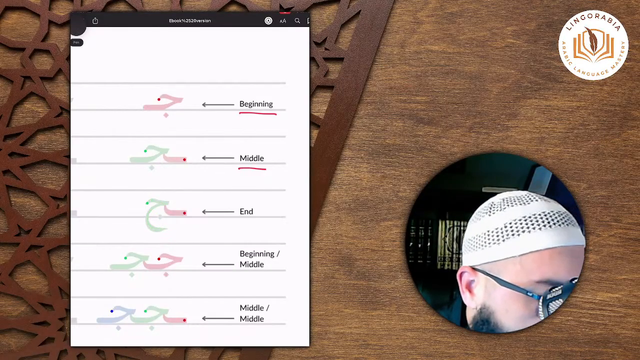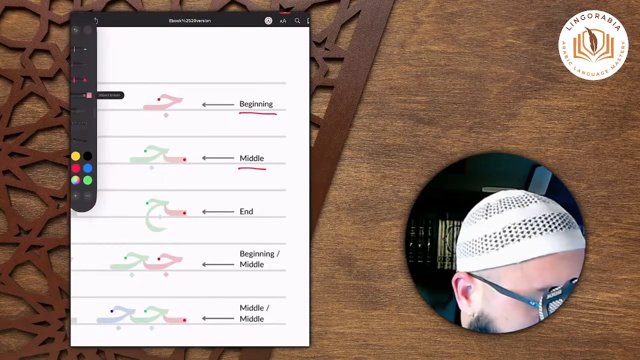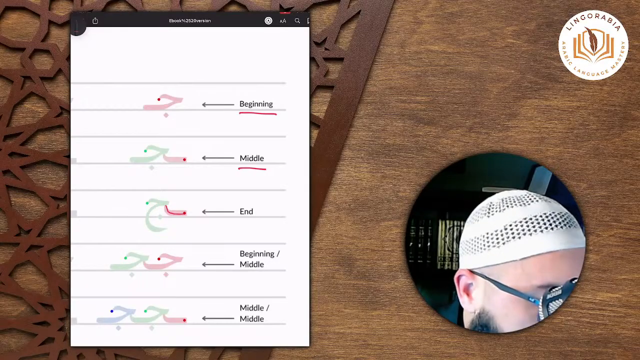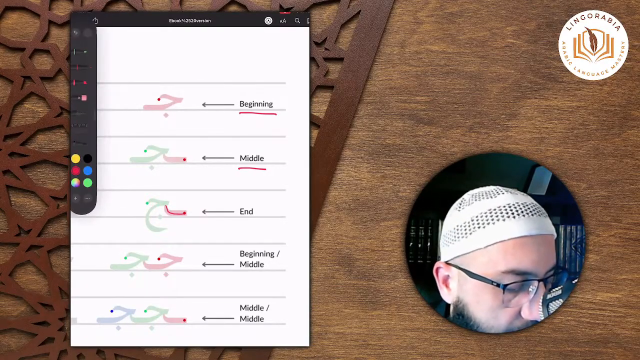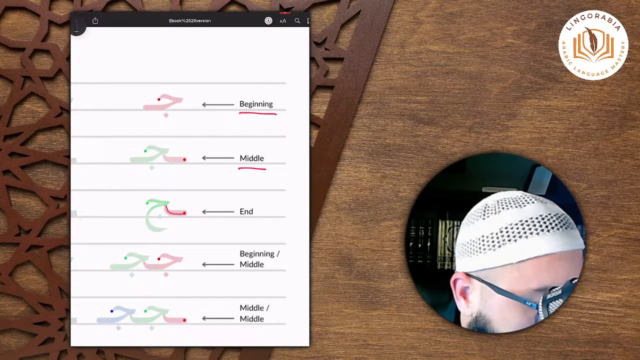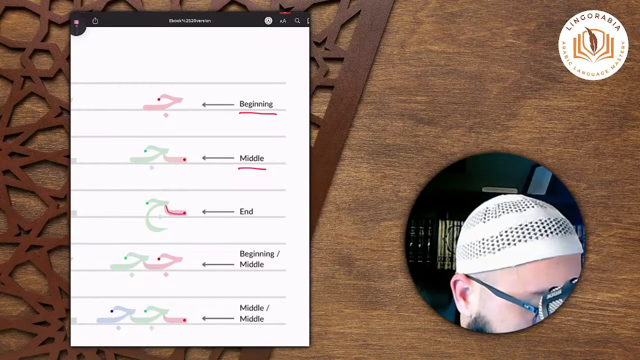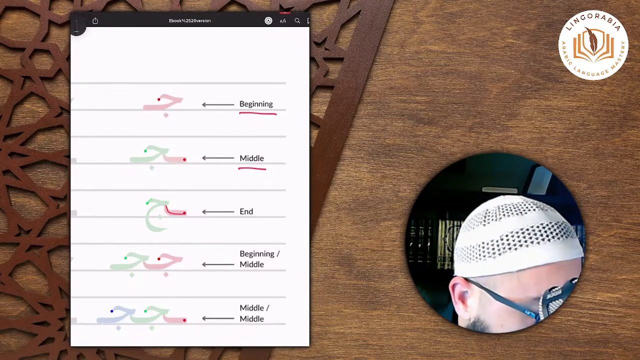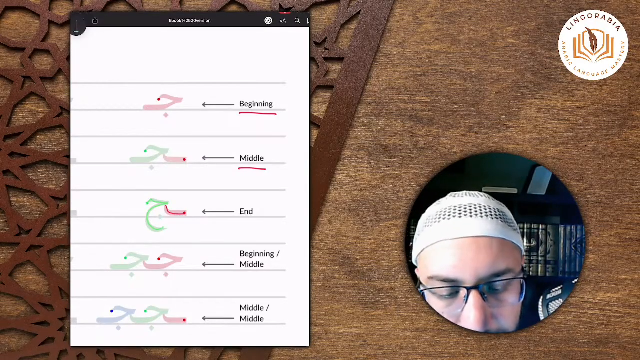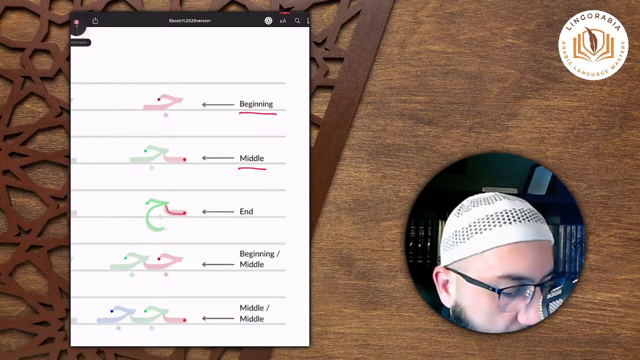Suppose you're writing another letter here. You start at the red dot and you stop where the green color starts. And then you go for the jim like this. Okay? You go for the jim like this. Is this clear, guys? Is this clear, inshallah ta'ala? Is this clear?